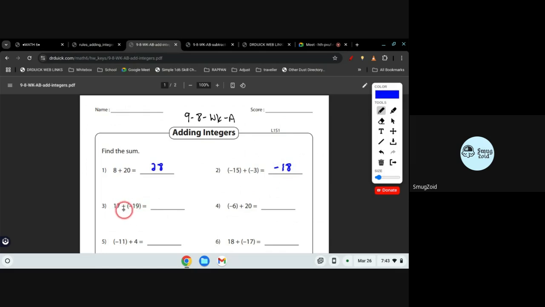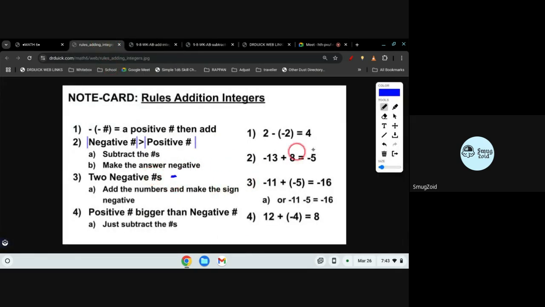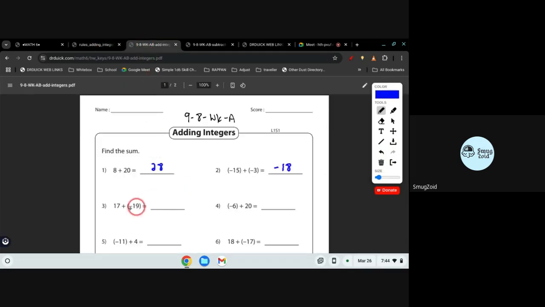Well, let's take a close look at this. This number's bigger, so let's look at our rules, right? It says, let's clear this. The negative number is a bigger magnitude, because that's the absolute value sign, than the positive number. You subtract the numbers and make the answer negative. Let's take a look at that guy again. This one's bigger, so 19 minus 17 is 2, and then you make the number negative, right? Now we have a situation where the positive number is bigger than the negative number. You just subtract it, which would make that 14, okay?